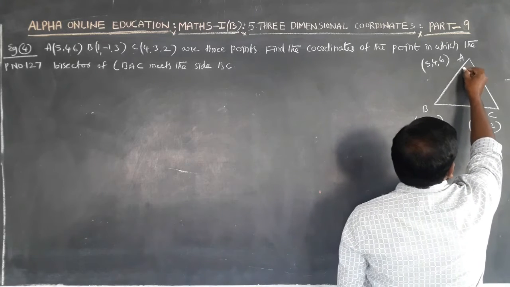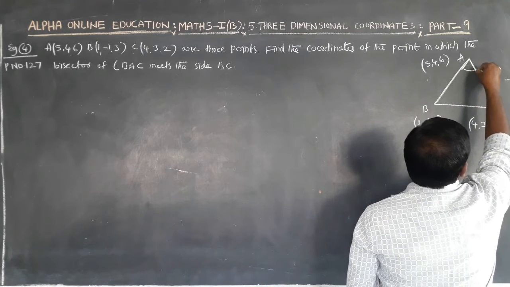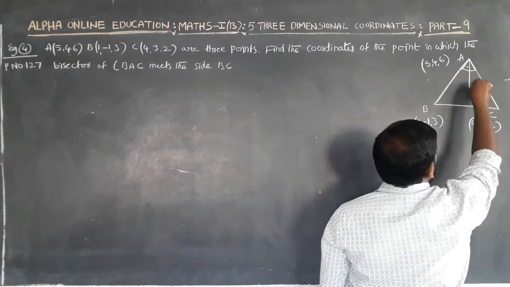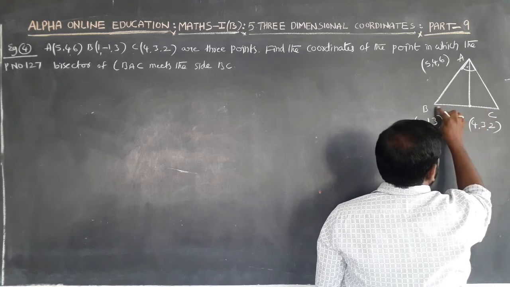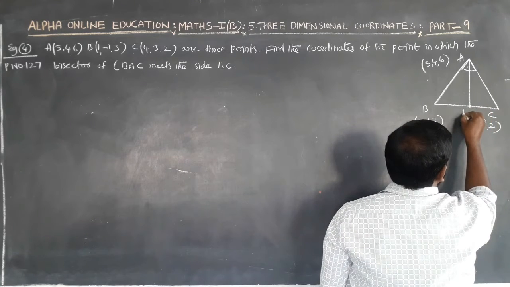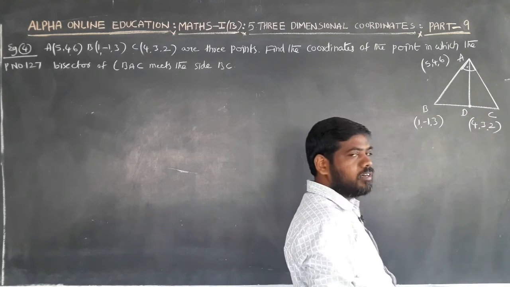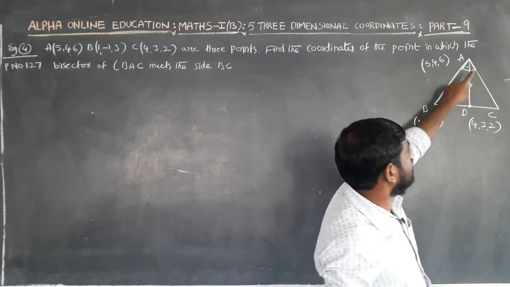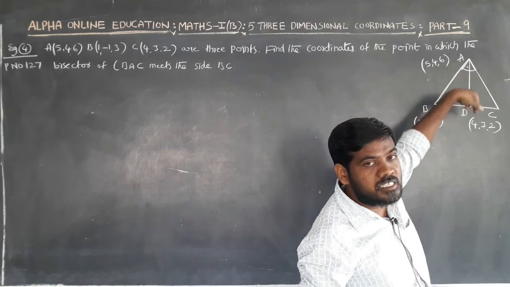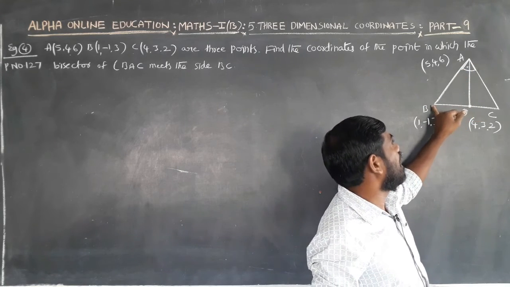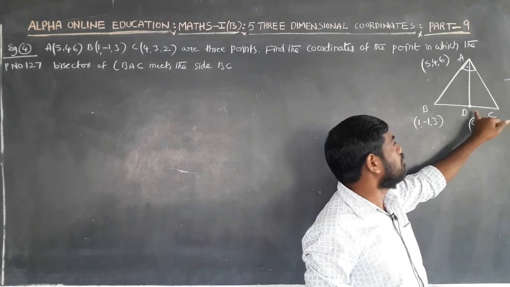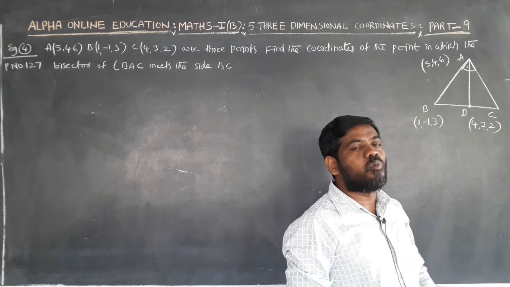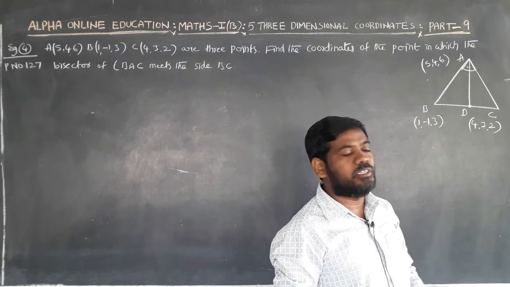This is the angle A. The line AD, the bisector of angle BAC, meets the side BC at D. Here we find the coordinates of the point D.